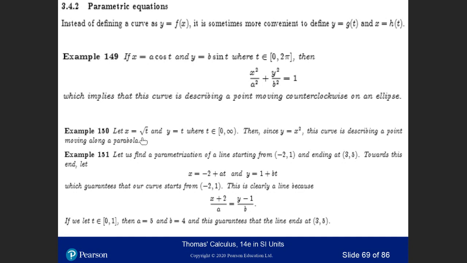Let's get x = √t and y = t. Now, since y is equal to x squared, this curve describes a point moving along a parabola, because x is equal to the square root of t and y is equal to x squared. That's a parabola, and that shows the object moving along the parabola from 0 to infinity.